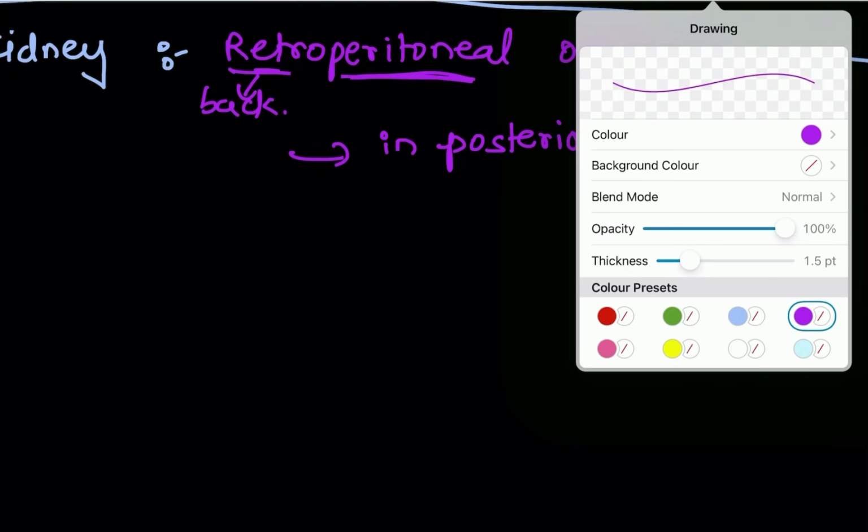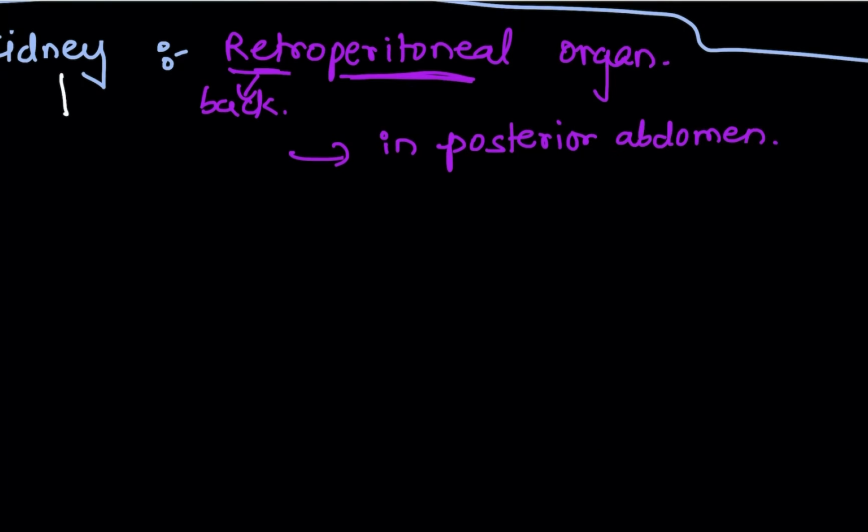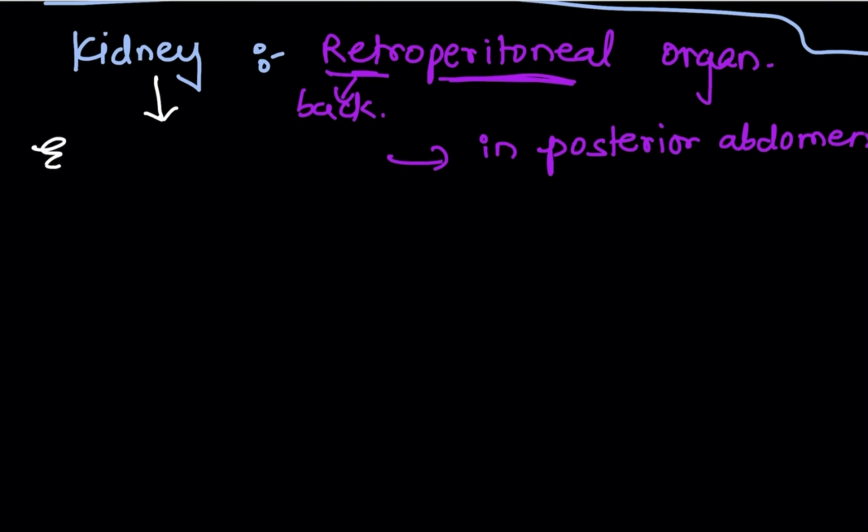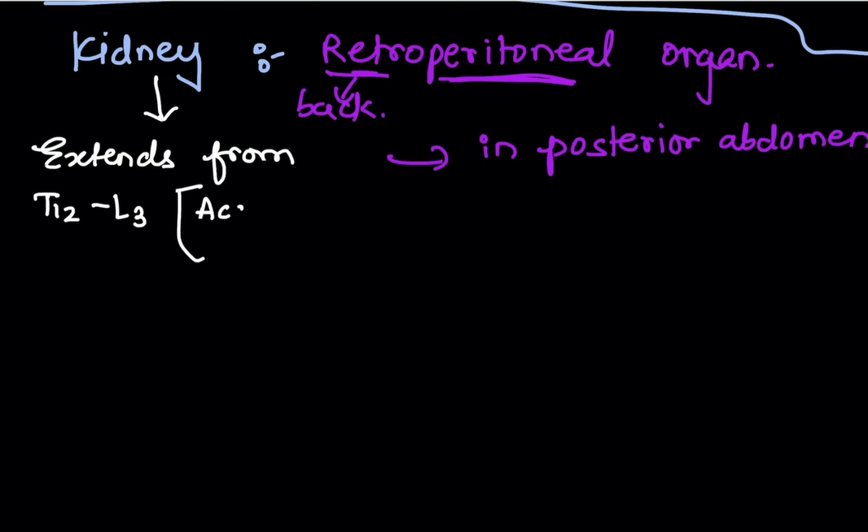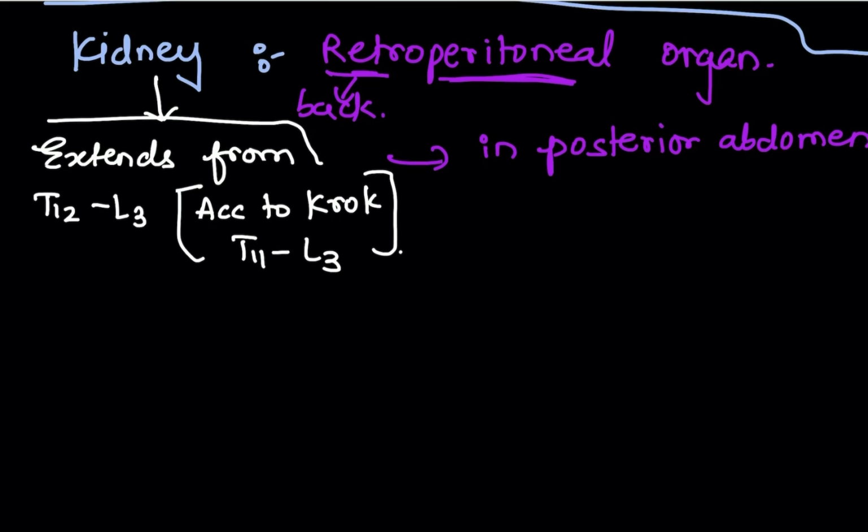Now one more important Cronk thing, please write it down. The location of the kidney. It extends from T12 to L3 in reality. But according to Cronk, they will give you T11 to L3. So one or two vertebrae up and down, nothing happens, but we should know the exact location and also what they give you as an option in Cronk. You have to remember this extension of the kidney because it is a question that comes in Cronk many times.